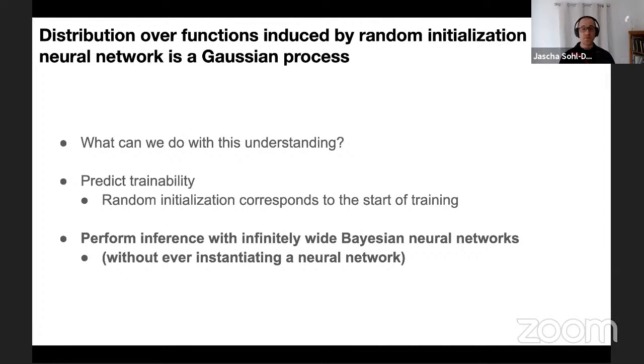Cool. So we've just shown that the equivalence between wide networks and GPs allows us to both predict trainability and also to gain insight into the properties of deep networks. Now, let's talk about how the same equivalence allows us to perform inference with infinitely wide Bayesian neural networks without ever even instantiating a neural network.